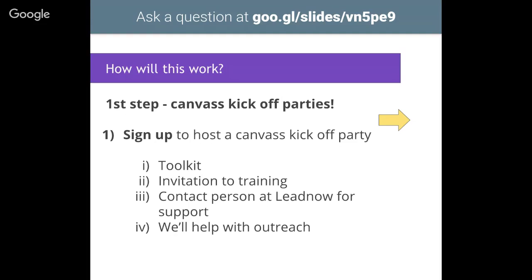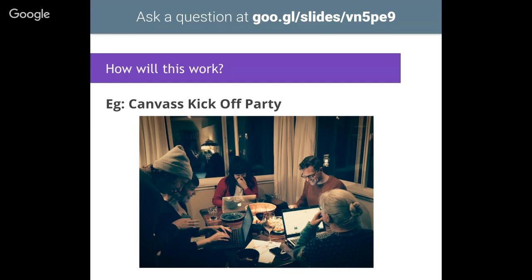So that was a lot of information. I'm going to actually walk us through this because you might be thinking, what exactly is this going to look like? What is a Canvas kickoff party? So all of this is explained in the toolkit, every detail that I'm saying right now, but I will just go over it just so folks have a better sense of what they're signing up for.